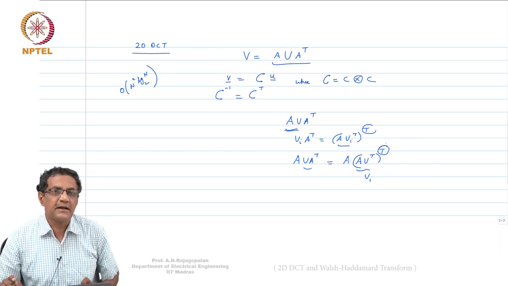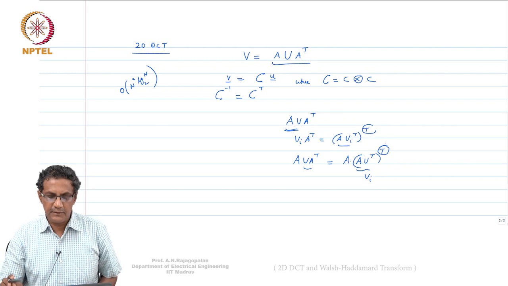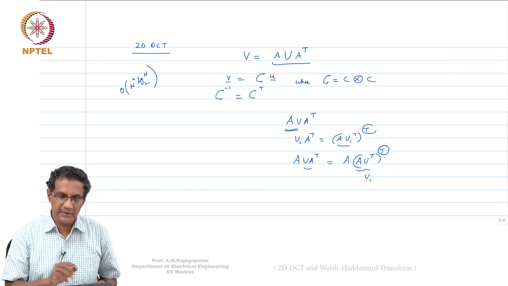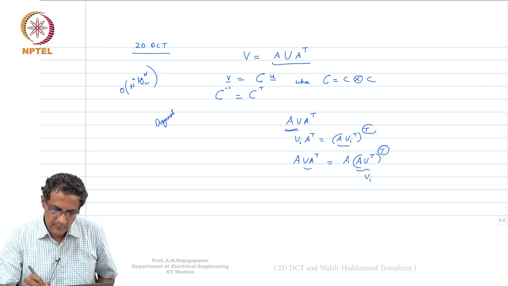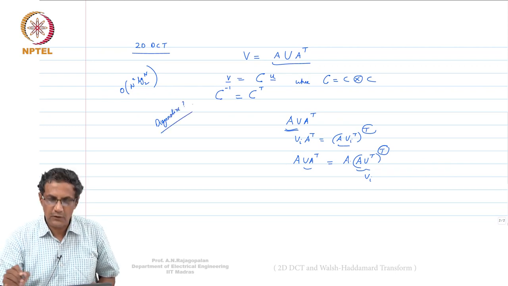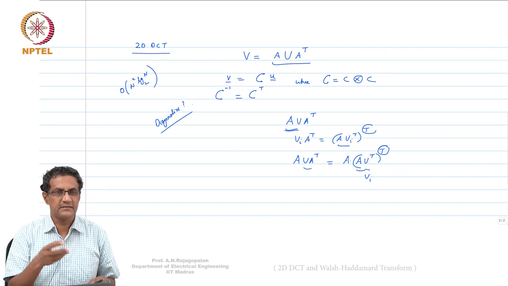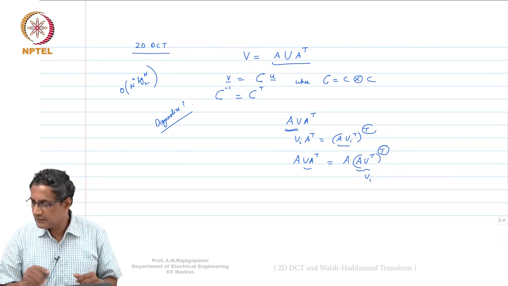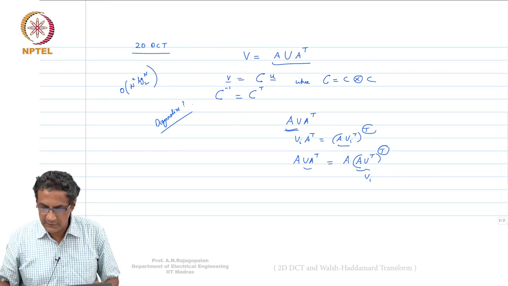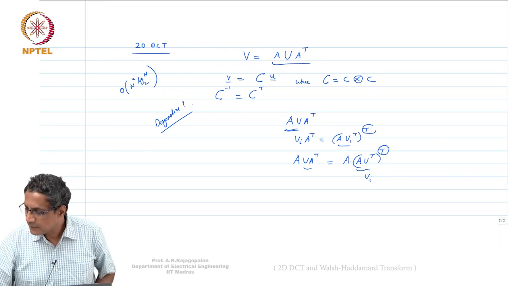I am going to leave it to you as an exercise to show what kind of matrix a 2D DCT will diagonalize. And all the other properties still hold even for images. The fact that 2N power 2N by 2N, all that, cyclically repeating on the grid, will still be valid.